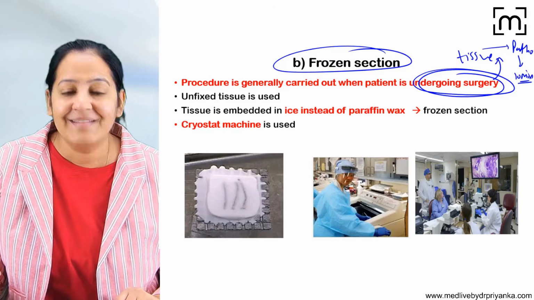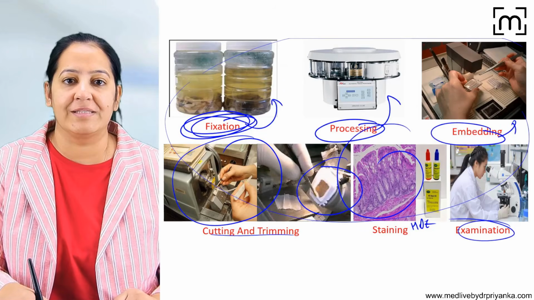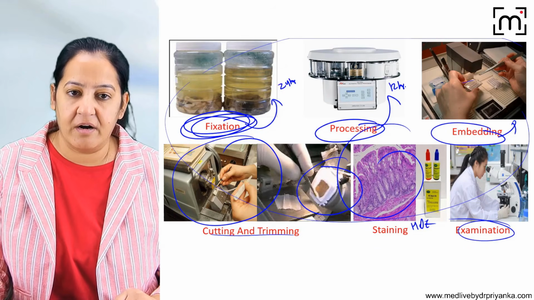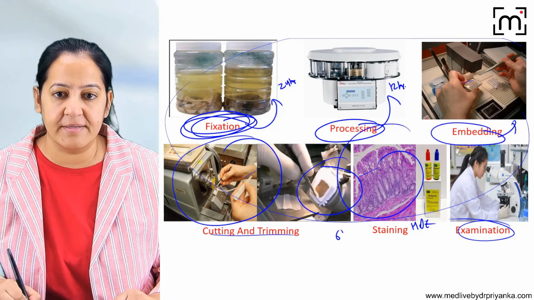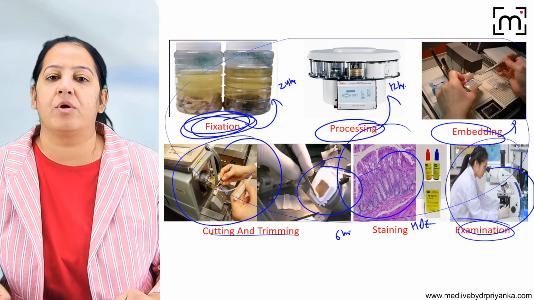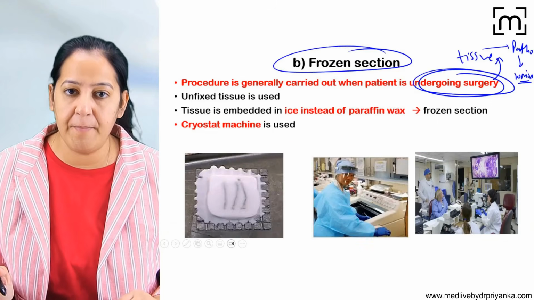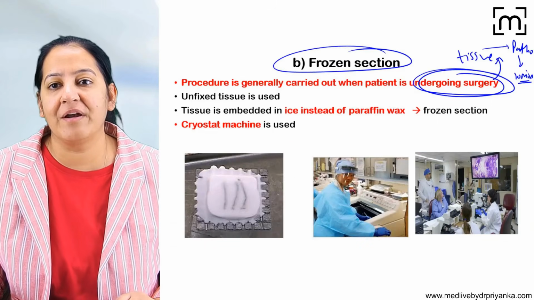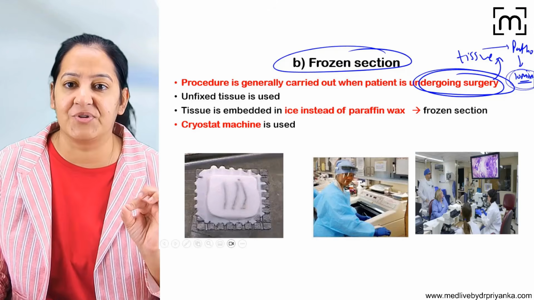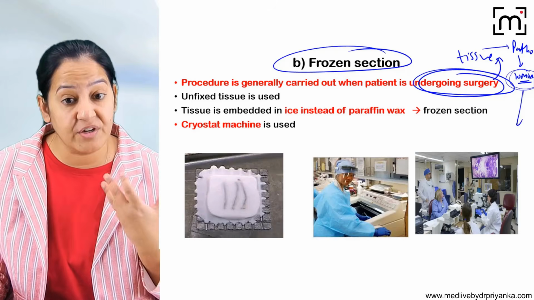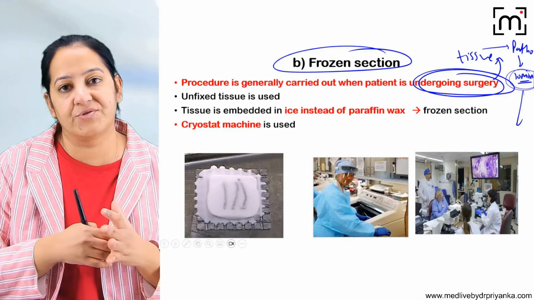10 minutes. The complete process requires 3 to 4 days. You require 24 hours here, you require 12 hours here, and the cutting, trimming, staining requires another 6 hours, and availability of the pathologist and reporting requires another few hours. So it requires 2 to 3 days. You got my point? But frozen section has to be reported within 10 minutes during the surgery. The patient is on table. The patient is under anesthesia. Based on the report, the surgeon will take a call further how the surgery has to be done.